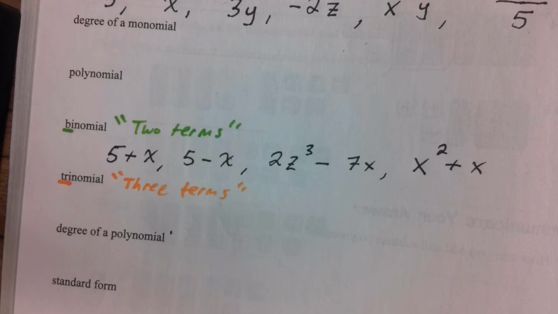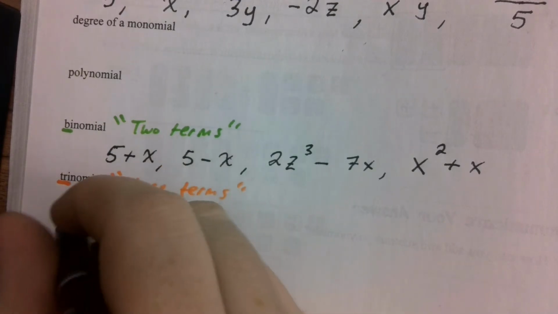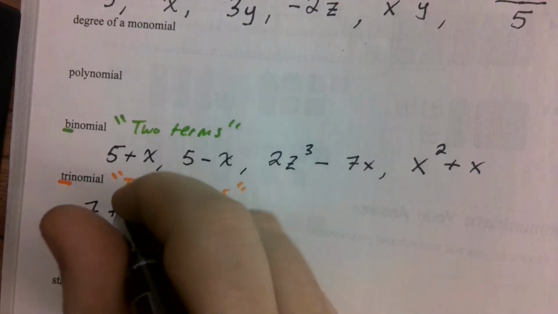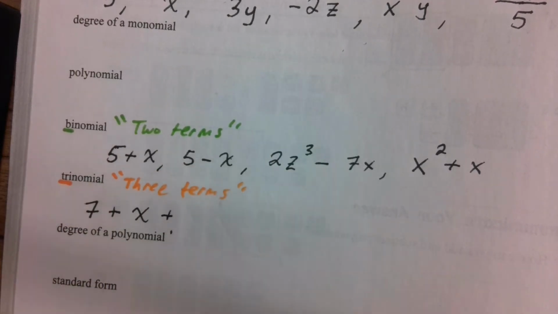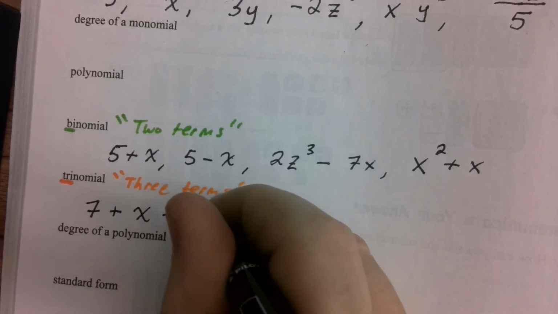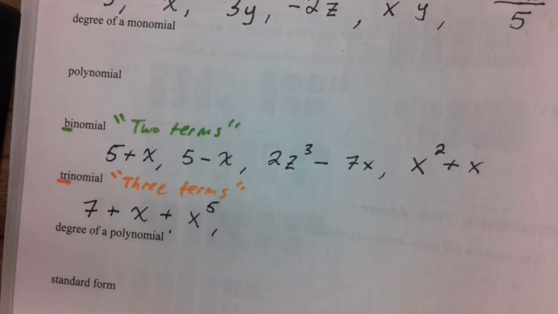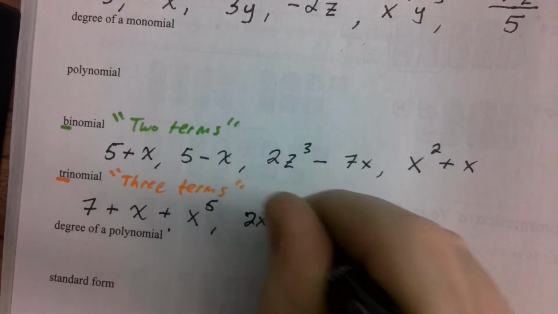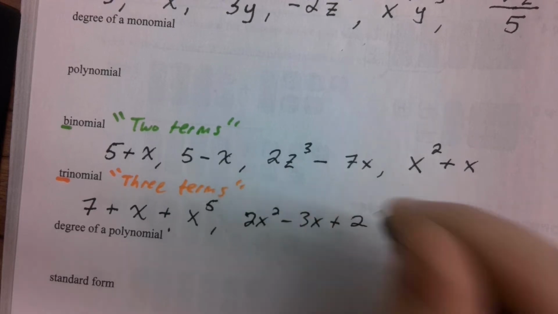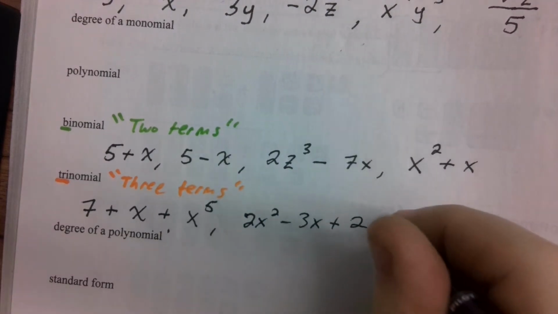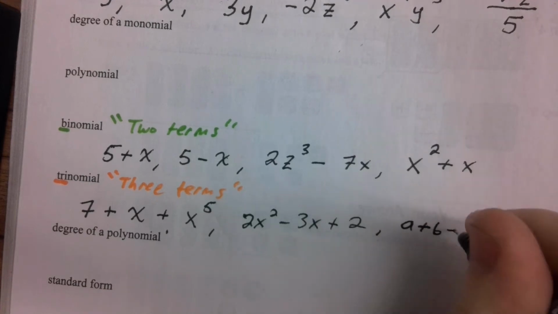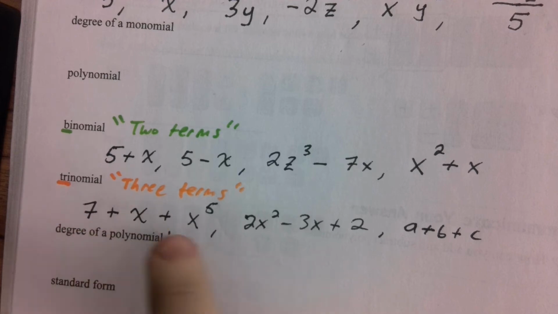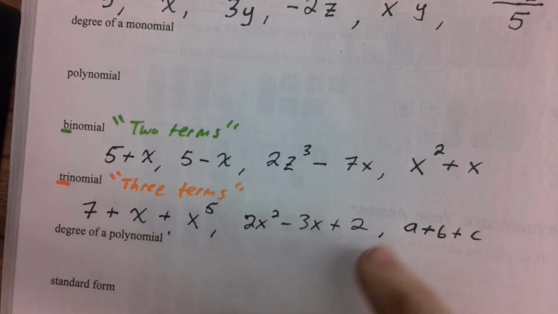So we can keep on going with this pattern. For having 3 terms, I could have, I don't know, a 7, and then something that won't combine with a 7, like an x, and then something that won't combine with an x, like maybe an x to the 5th. Sure, that's a trinomial. Or something like 2x squared minus 3x plus 2. That's a trinomial. Or even a plus b plus c. All of these are trinomials because there are 3 terms being connected by addition or subtraction signs.